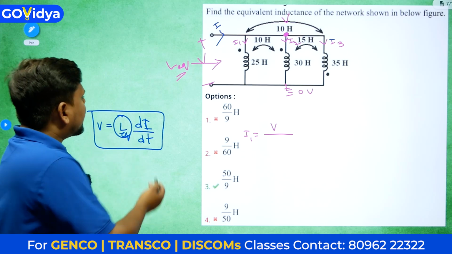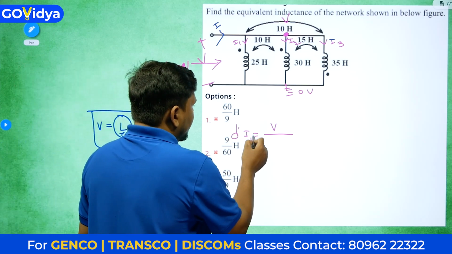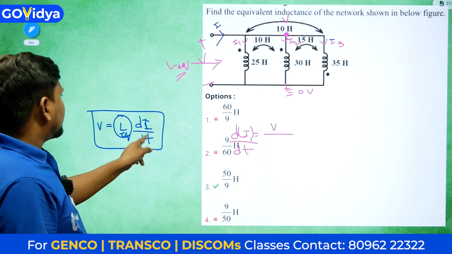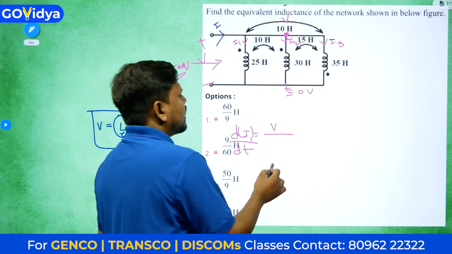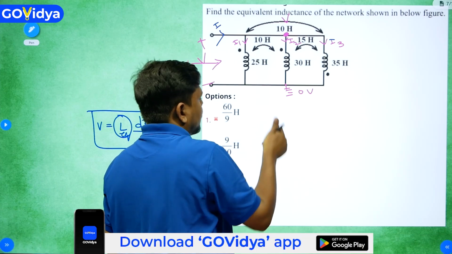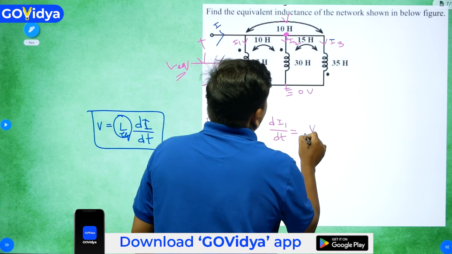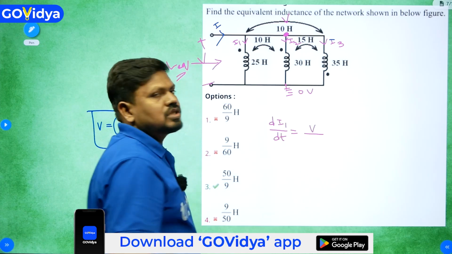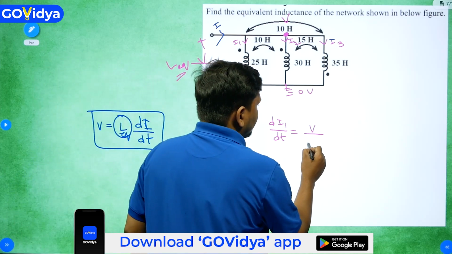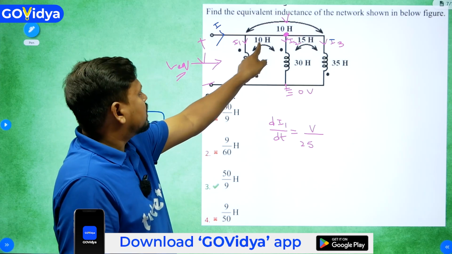So directly I will try to write di by dt, that means di1 by dt. So I will write this: V equals L equivalent into di by dt, so di by dt equals V by L equivalent. In terms of the first current, di1 by dt equals V divided by, what is the inductance in this one? We need to check the inductance. The self inductance is 25, but the mutual inductance from here to here is 10 Henry.